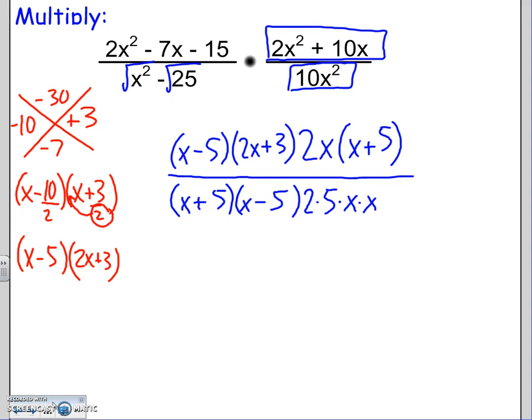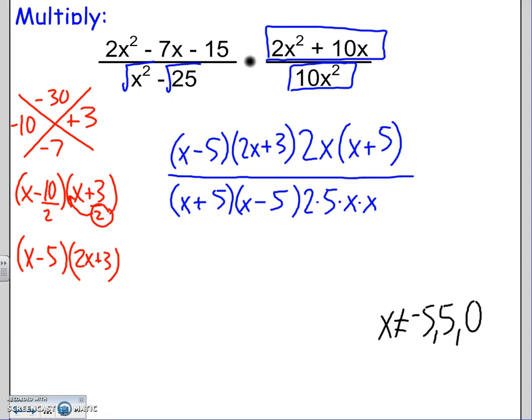Step 2, restrictions come from the bottom. In the first parentheses, x cannot be negative 5. The x minus 5 has a restriction, x cannot be positive 5, just change the sign. 2 does not have a restriction, 5 did not have a restriction. X is by itself, no parentheses, that means 0. Those are my 3 restrictions, cannot be negative 5, positive 5, and 0.